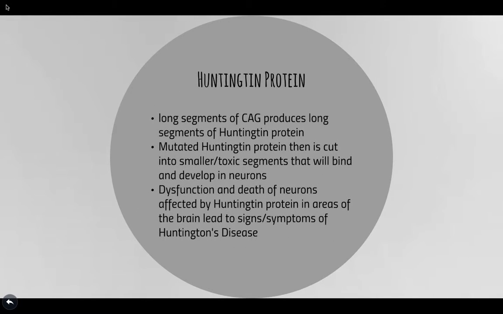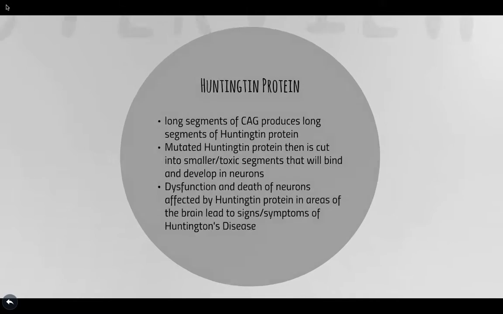Another part of Huntington's disease is Huntington protein. Those long segments of CAG repeat that we just talked about produce long segments of Huntington protein. Those long segments are then mutated Huntington protein, and they are cut into smaller and toxic segments, which will bind and develop onto neurons. Then dysfunction and death of the neurons affected by the Huntington protein in areas of the brain is what leads to the signs and symptoms of Huntington's disease.